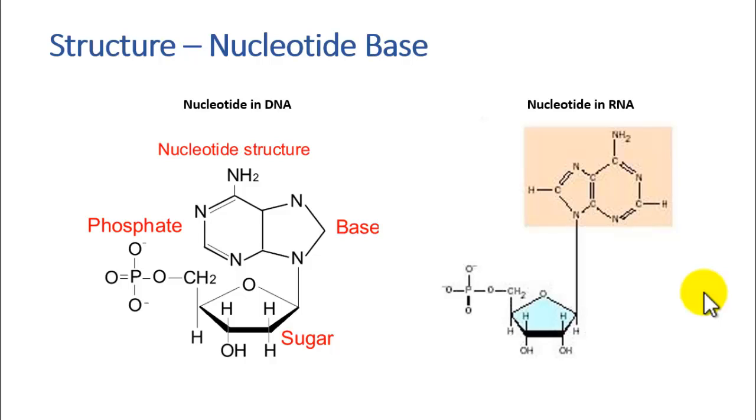Looking at the structure, the nucleotide base, in DNA, the sugar is 2-deoxyribose, whereas in RNA, it is ribose. The difference is that in the second position of the ribose sugar, there is no oxygen. That's why it is called 2-deoxyribose. Whereas in RNA, it is ribose sugar. So that is one difference between DNA and RNA. DNA has 2-deoxyribose, whereas RNA has ribose. And the full form of DNA is deoxyribonucleic acid, whereas RNA is ribonucleic acid.